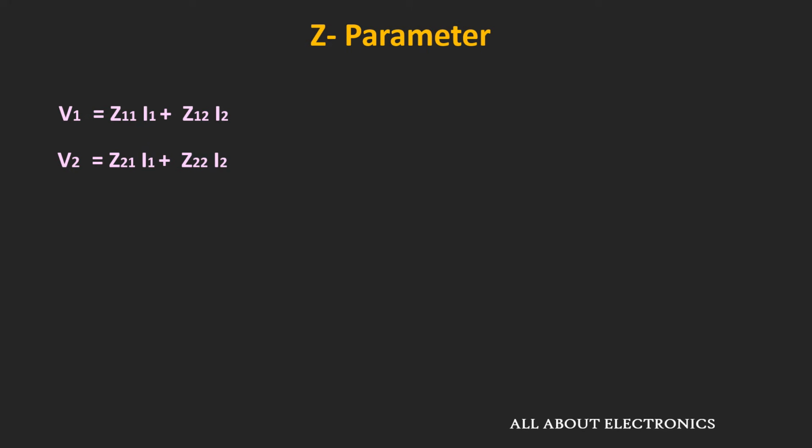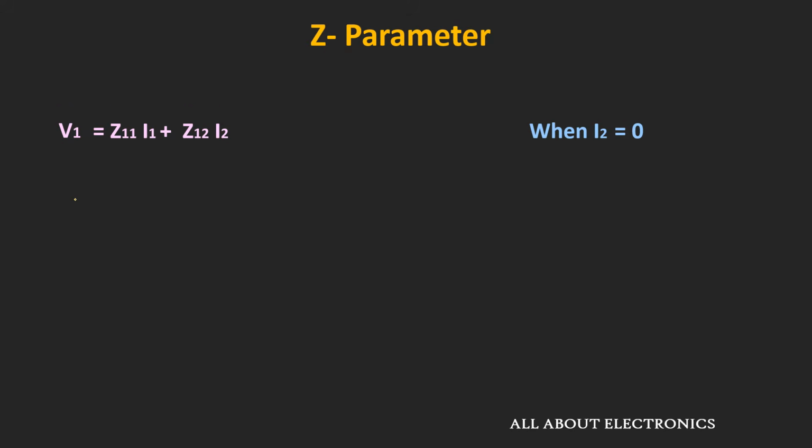The individual Z parameters can be found by setting one of the port currents to 0. So first of all, let us make the port current I2 as 0. That means port 2 is open circuited. In this condition, the first expression can be written as V1 = Z11 times I1, or we can say that Z11 = V1 / I1 when current I2 = 0. Now if you see the unit of this parameter, it has a unit of impedance, and in fact that is why it is represented by the symbol Z.